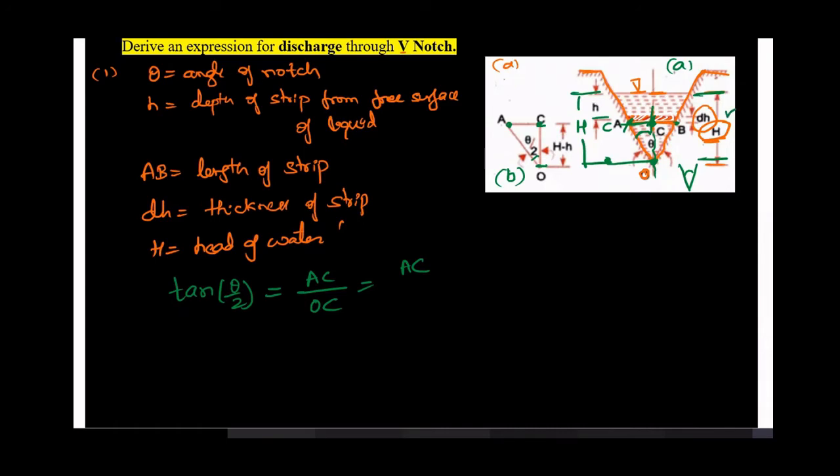This right side I have shown. The total head of water is H, and this strip is at a depth of h from the free surface. The remaining will be the OC distance. So that OC will be written as capital H minus small h. Look at this diagram in the sketch. Okay. Now I need AC. I need to calculate the length of AC. AC is equal to, I will write the cross multiplication, H minus h into tan theta by 2.